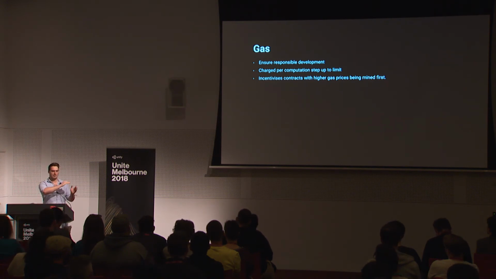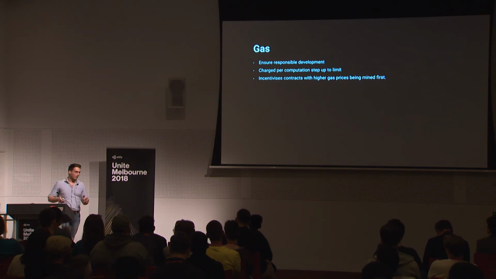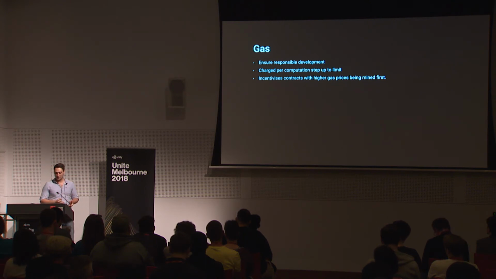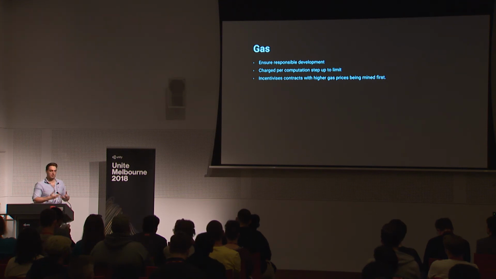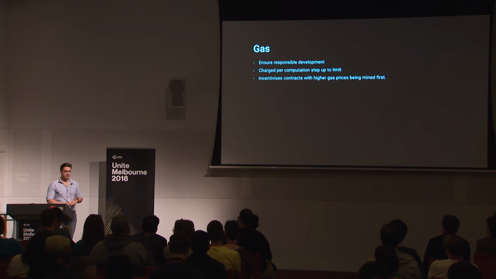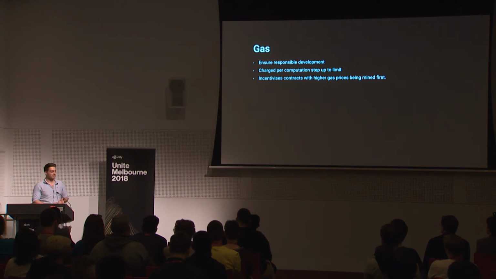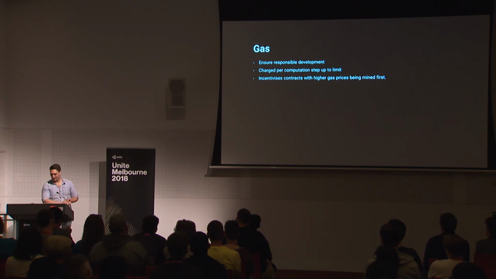So you specify how much you want to pay per computational unit, and you specify a total amount that you're willing to pay. One of the things it's designed for is to encourage responsible development. So if you've got a dodgy program that's making infinite loops or taking longer than expected to run, it's going to hit that gas limit, and then it's going to terminate, and all the state associated with it is going to get reversed, but you still have to pay the gas. So it encourages well thought out and put together programs.